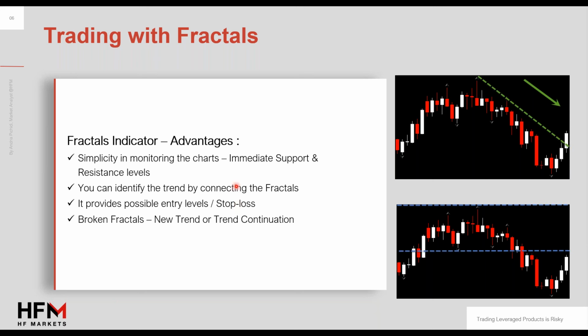The second benefit is that by connecting the fractals, you might be able to identify a trend. So by connecting the higher highs and lows, or lower lows and highs, you can figure out whether there is a trend. It is also possible to place a Fibonacci from fractal to fractal, but make sure to see the presence of a trend or momentum.